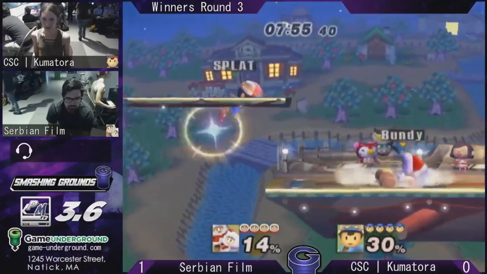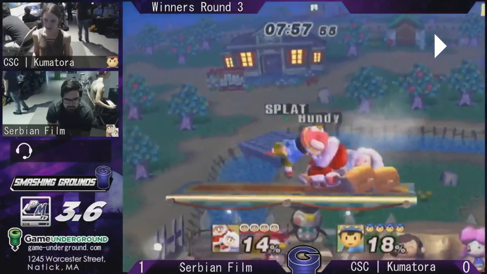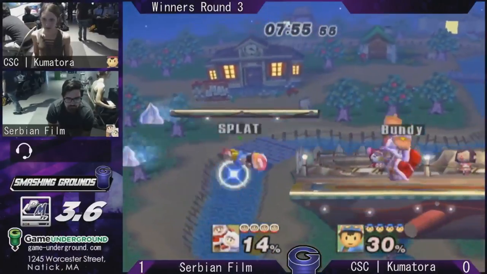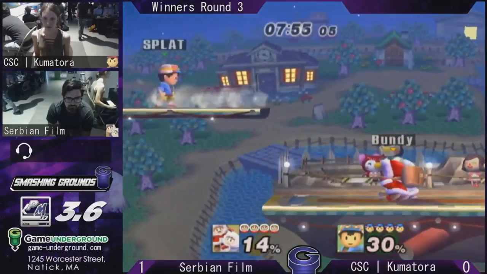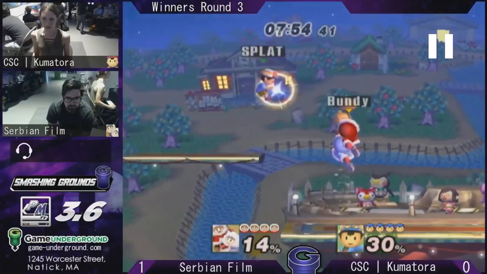Okay. Because I think that this is a very important micro situation to be aware of. So you'll see that right here, Serbian film, the next move he's going to throw out is an up air, and the next move that Kumatora is going to throw out is a double jump cancel back. So you see right here, that's the moment that I'm looking for. So let's talk about this.